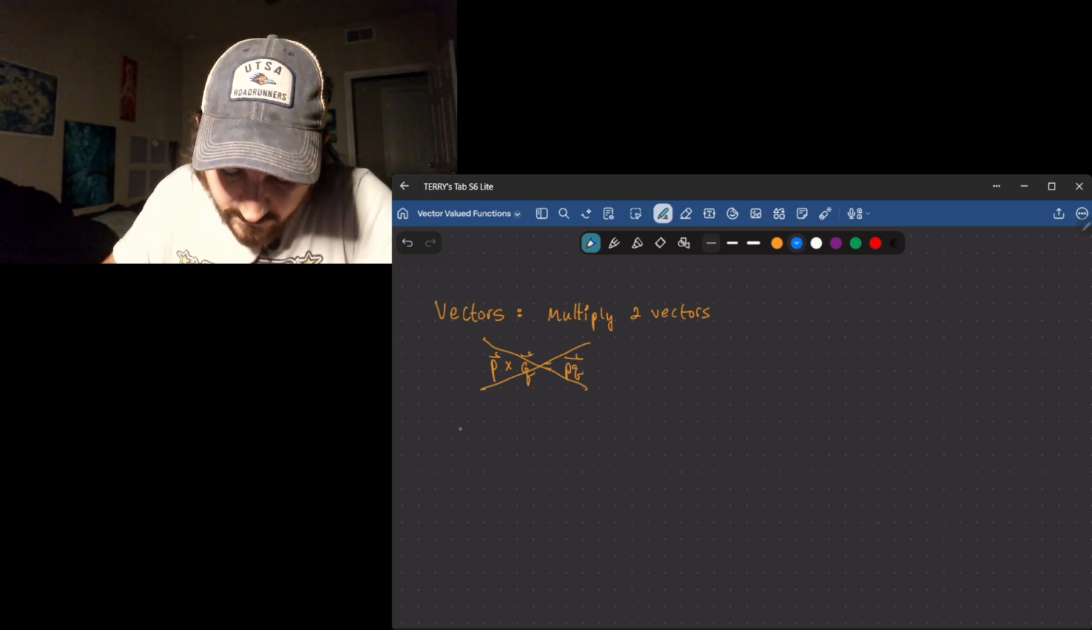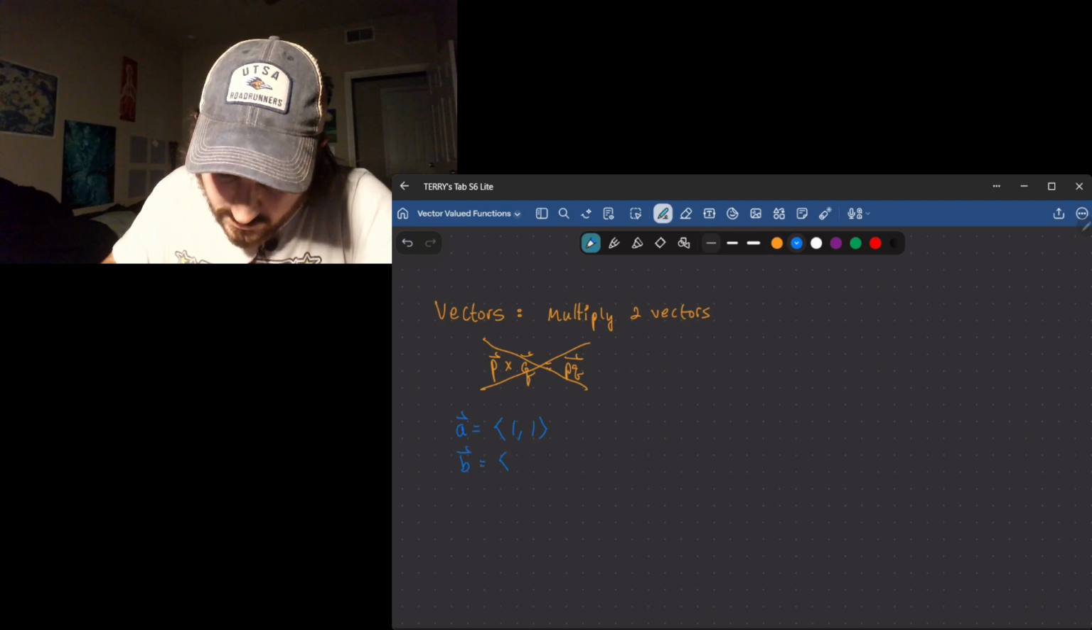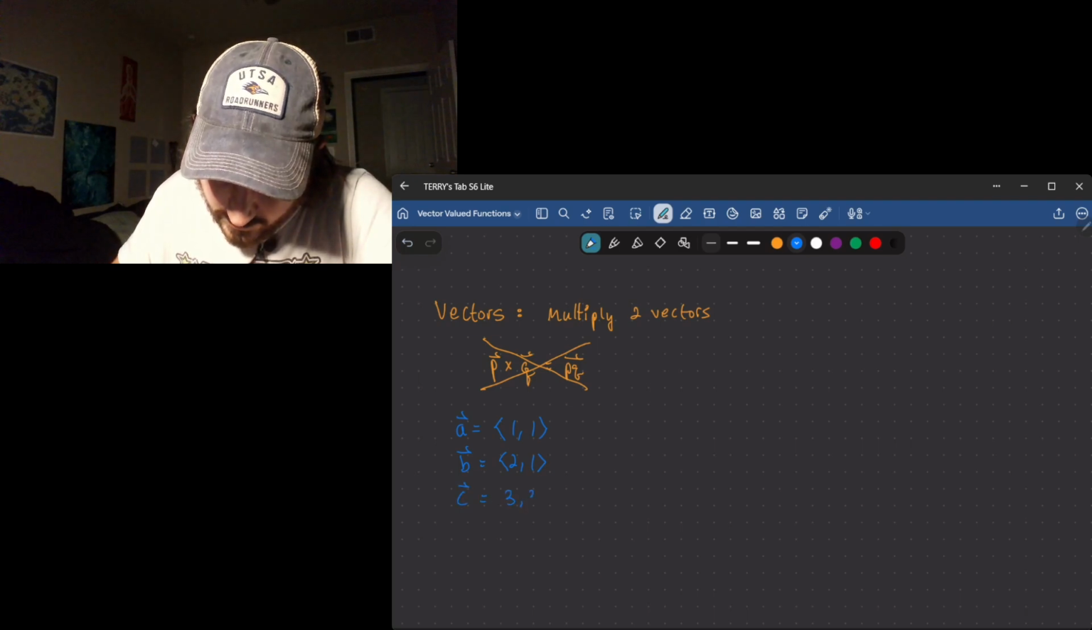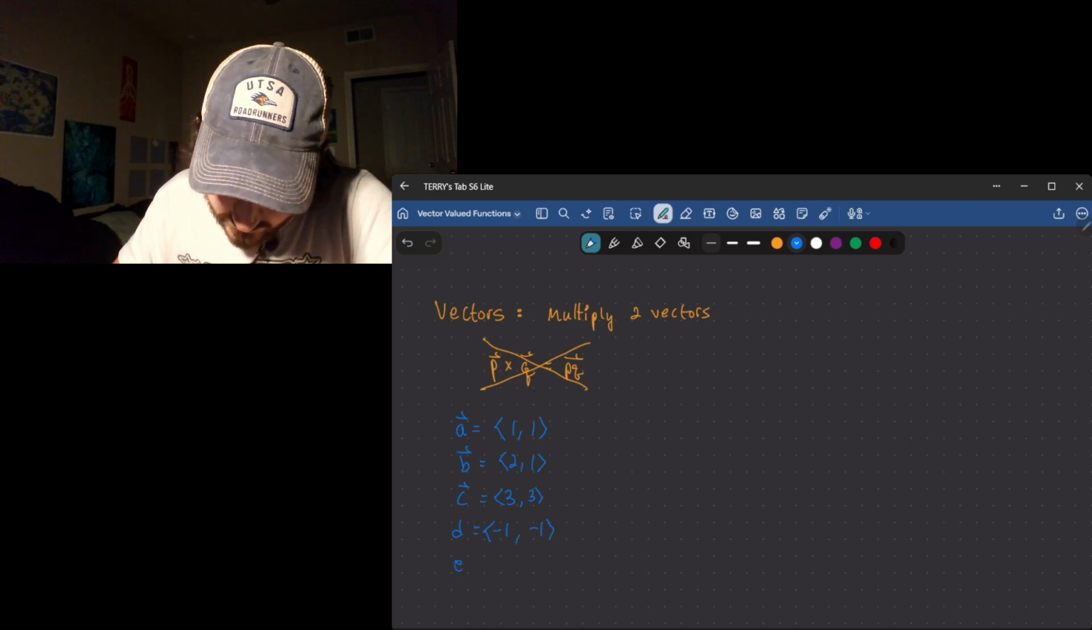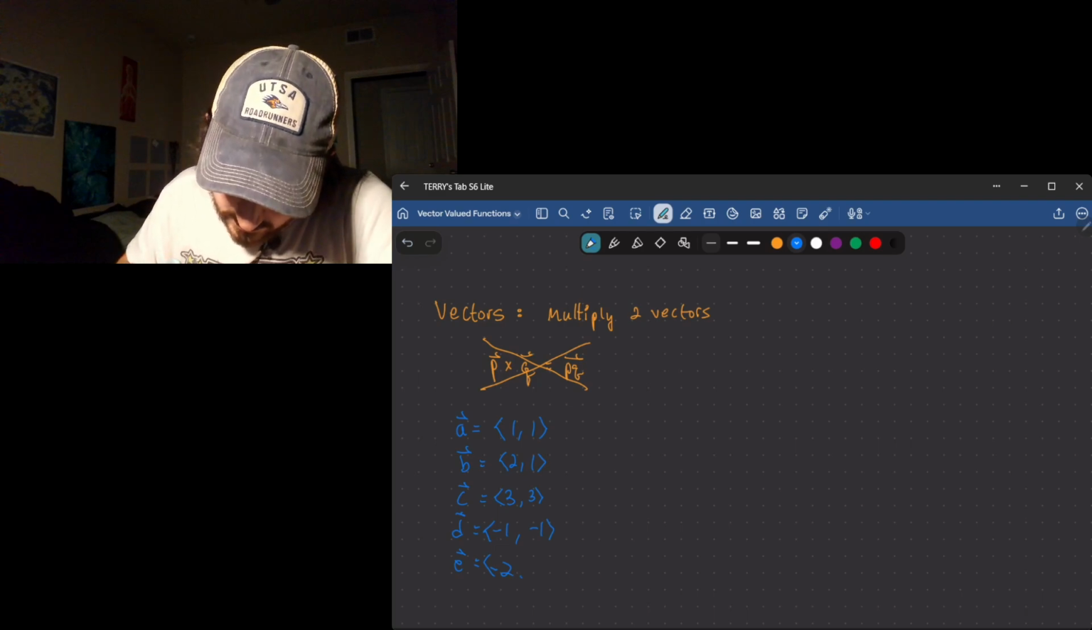So let's define a few vectors. Let's say I have vector A, and that one's going to equal 1, 1. And then I have vector B, which equals 2, 1. And then I have vector C, which equals maybe 3, 3. And let's do vector D equals -1 and -1. And we'll do one more, vector E, and we'll make E equal -2, 1.